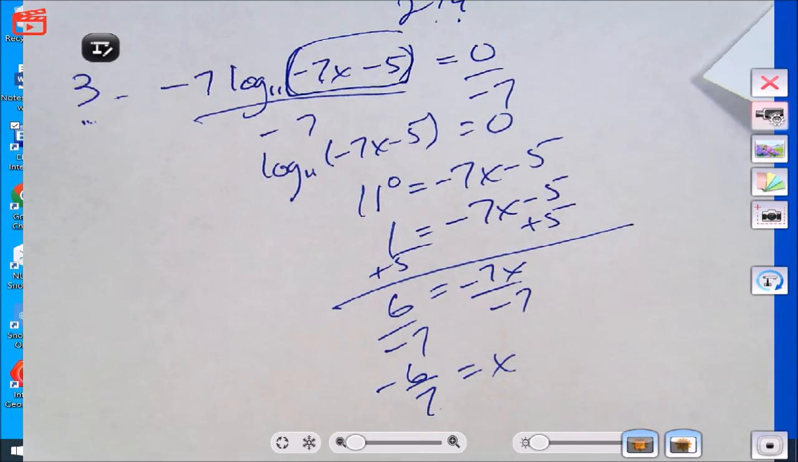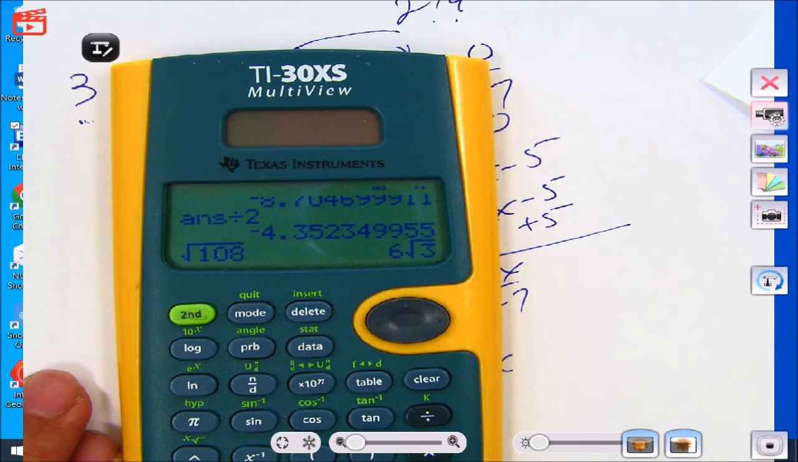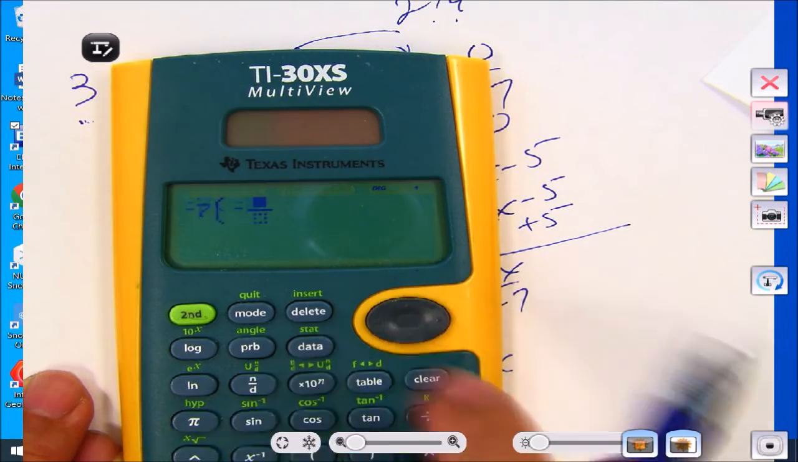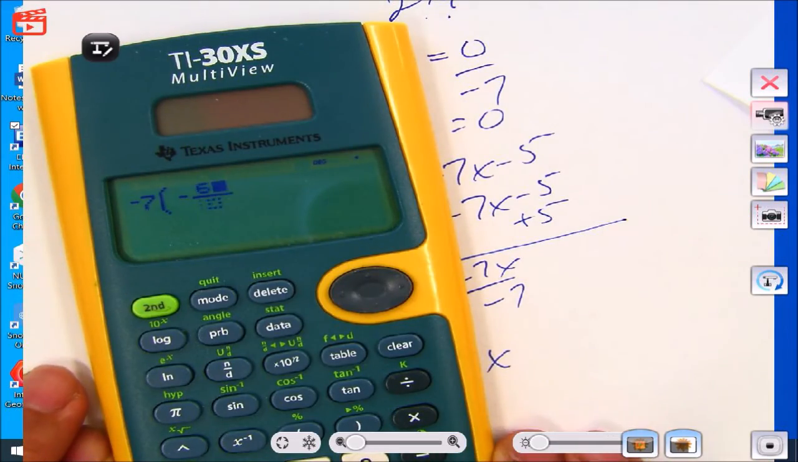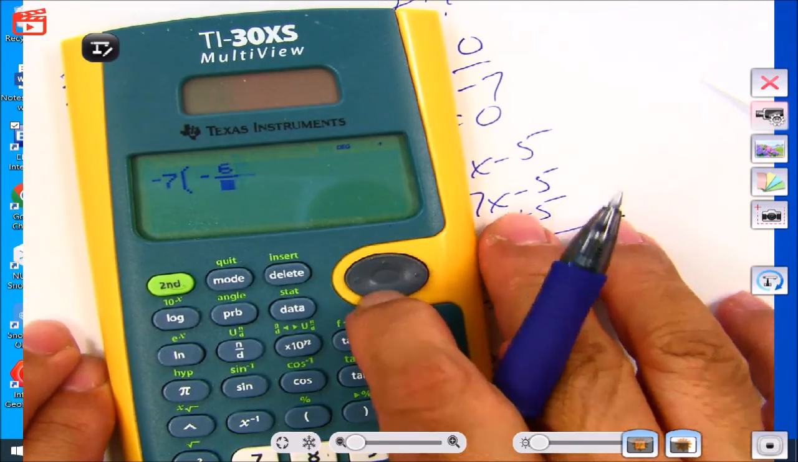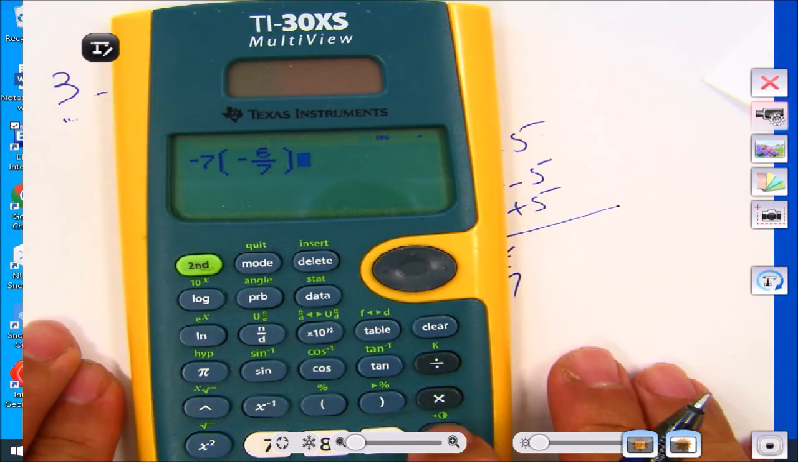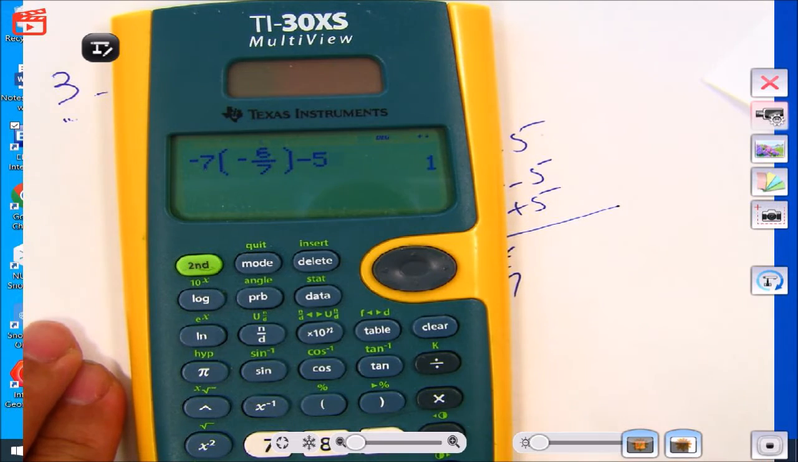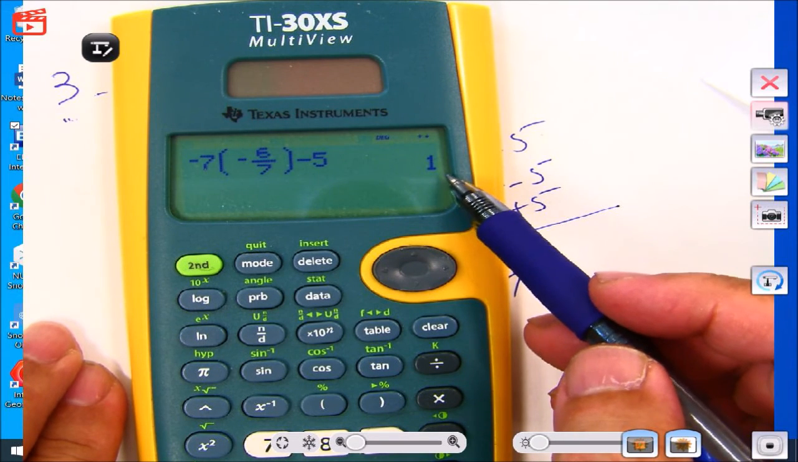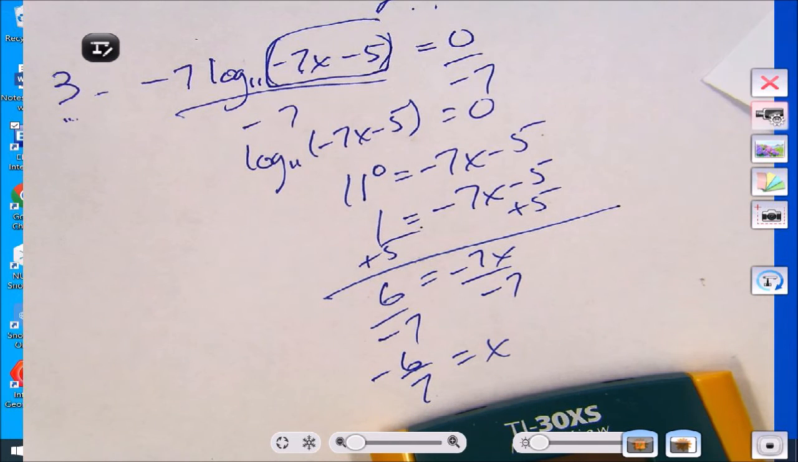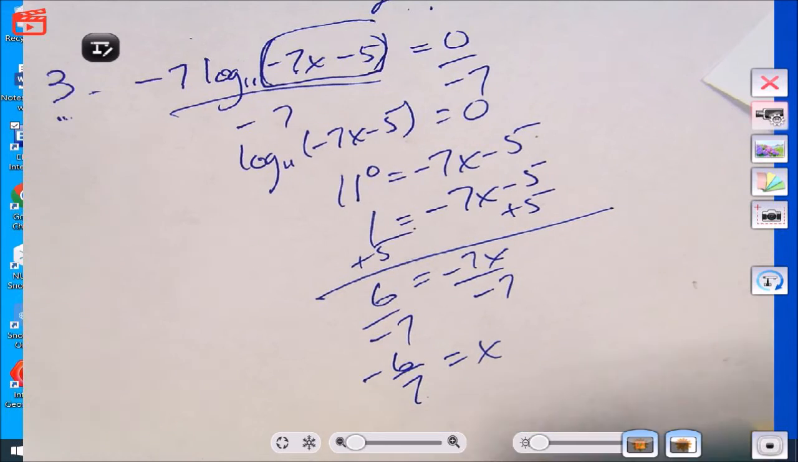Okay, so I would do negative 7 parentheses negative 6/7, and then minus 5. And you want a positive number. And 1 is positive enough. So that's fine. You just can't have 0 or a negative number. And the last example I'm willing to do, number 5.